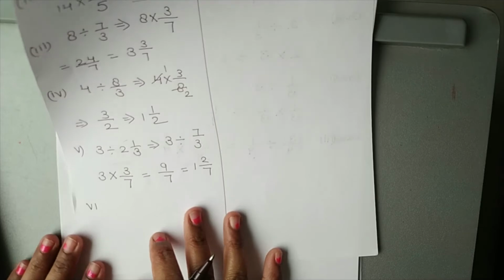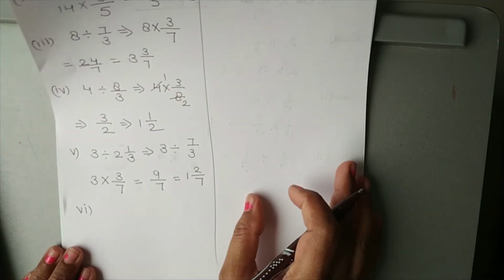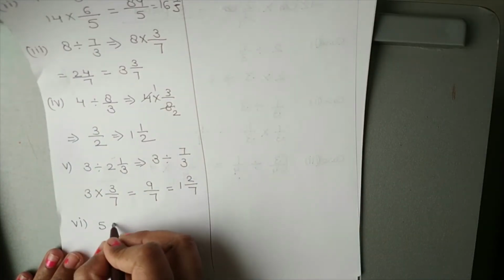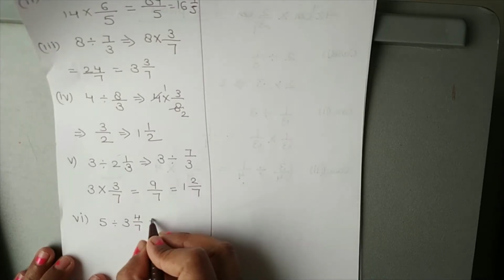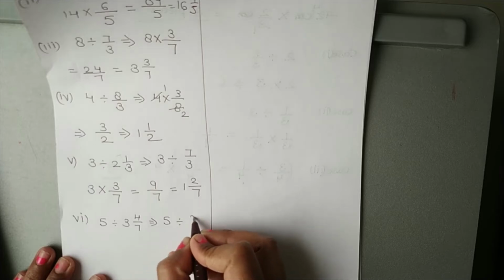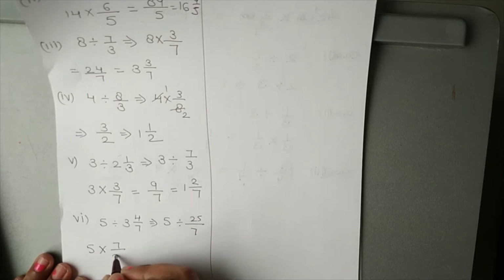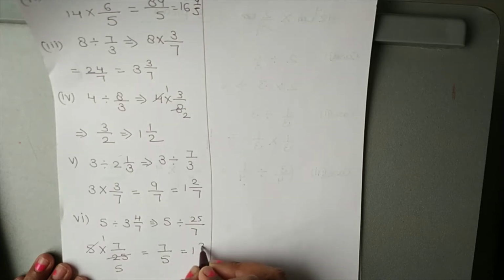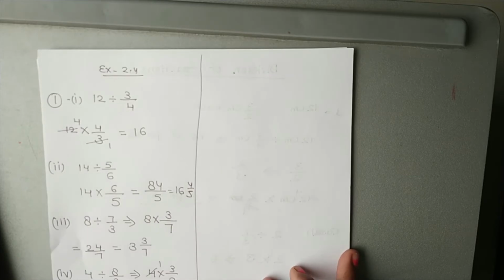Now the last part of the first question. It will be 5 divided by 3 4 upon 7. So it can be written as 5 divided by 25 upon 7. Then 5 is multiplied by 7 upon 25. So 5 1s are 5, 5 5s are 25, that is 7 upon 5. So 1 2 upon 5. Clear? Move on to question number 2.